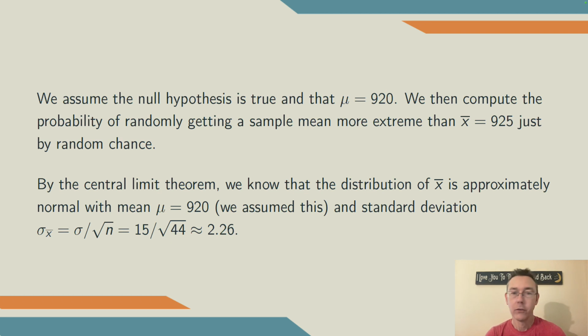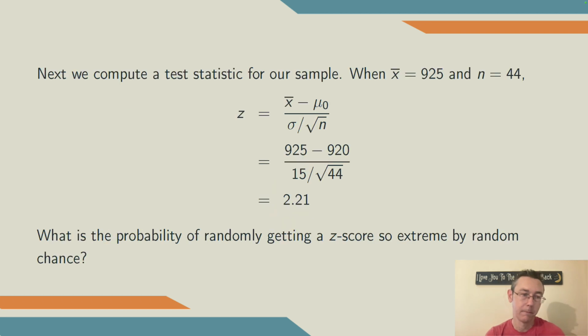All told, sigma sub x bar is about 2.66. In other words, that's measuring the variability of x bar from sample to sample. How much do we expect the sample mean to differ from one sample to the next?